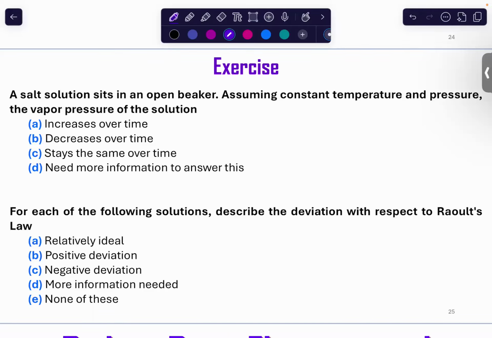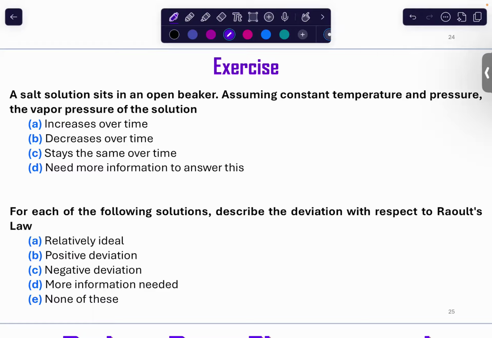B. B is the answer. So imagine you have your pure solvent. It has a certain vapor pressure. You dump salt in, so over time the vapor pressure is going to decrease, because that's what solute does to the solvent.